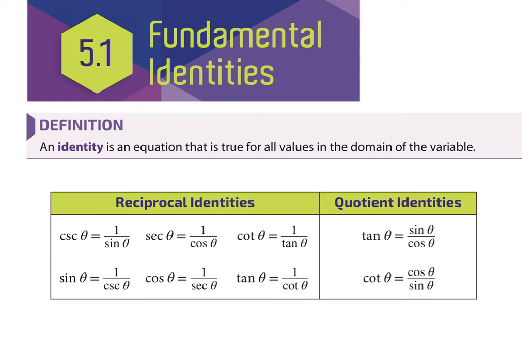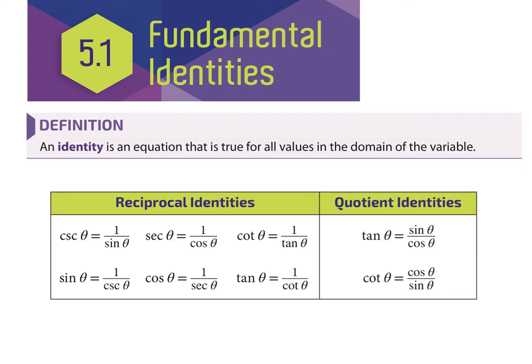The second set of identities is called the quotient identities. The quotient identities just say tangent and cotangent are made up of quotients. Tangent is sine over cosine. Cotangent is cosine over sine. And so you'll see that all of these identities are really made up of sine and cosine. Because if I need tangent, I can use sine and cosine. If I need cotangent, I can use cosine and sine. So they're all really encompassed in the two basic functions, sine and cosine.